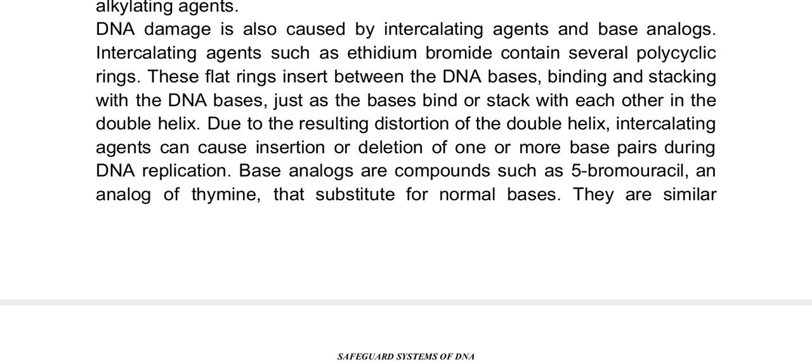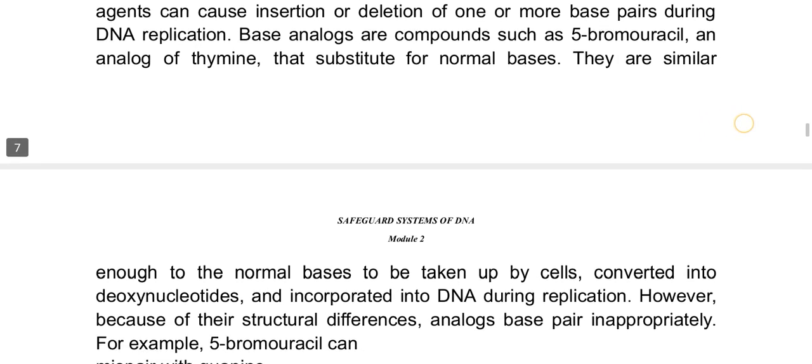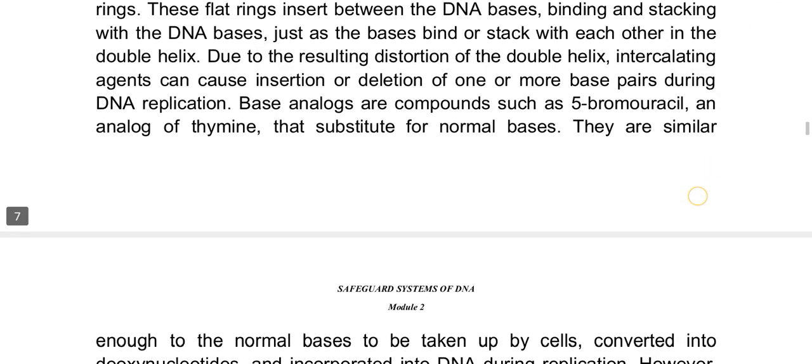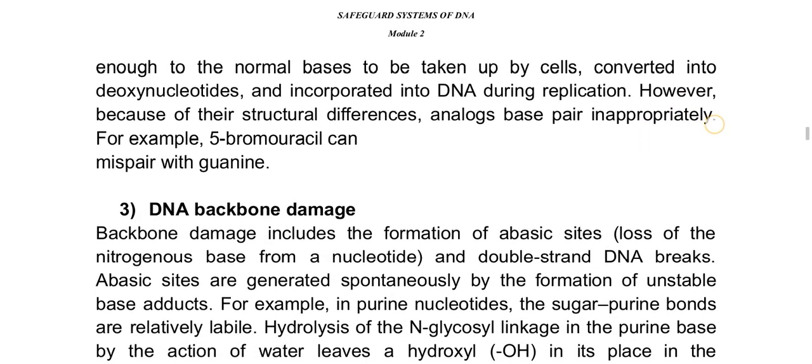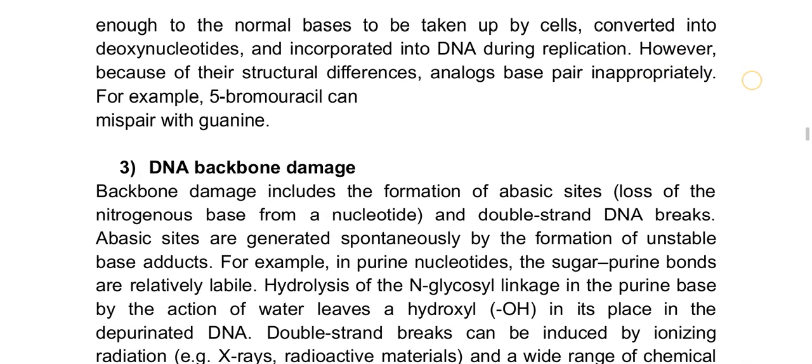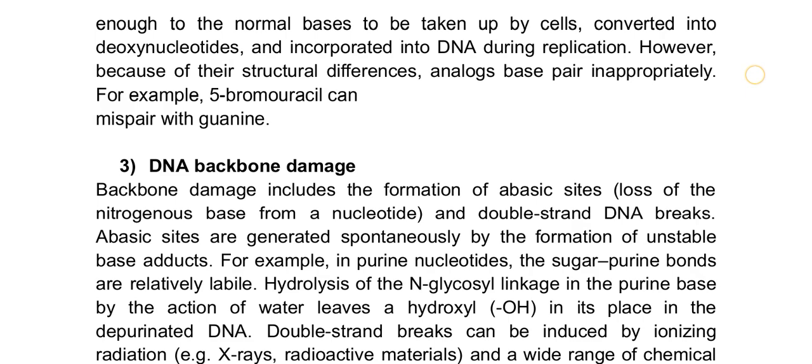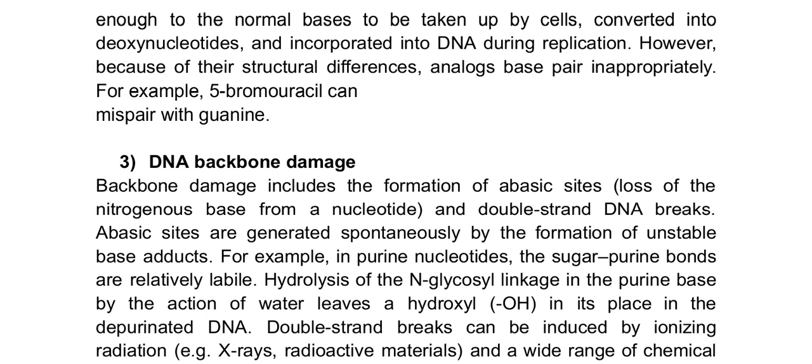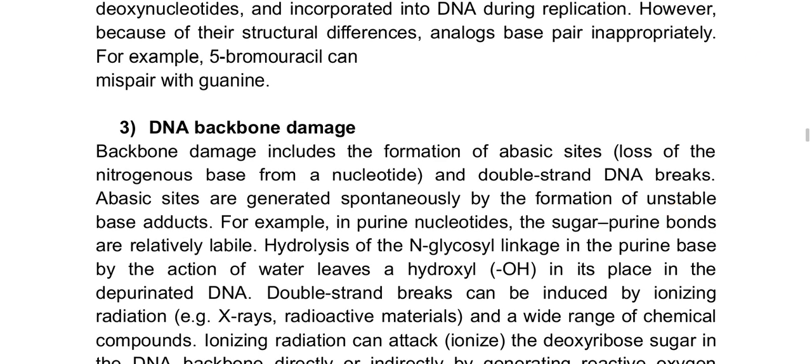Base analogues are compounds such as 5-bromouracil, an analog of thymine that substitutes for normal bases. They are similar enough to the normal bases to be taken up by cells, converted into deoxynucleotides, and incorporated into DNA during replication. However, because of their structural differences, analog base pair inappropriately. For example, 5-bromouracil can mispair with guanine.